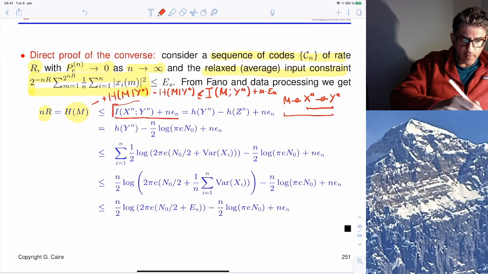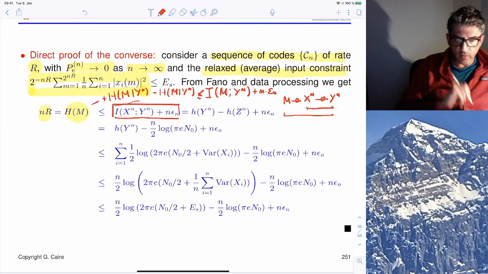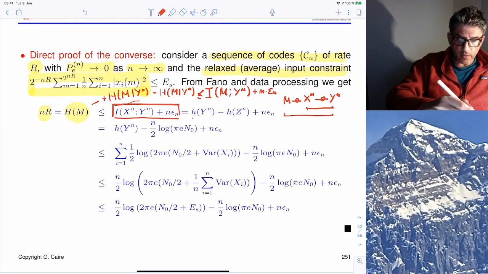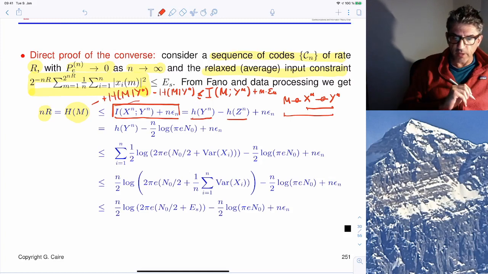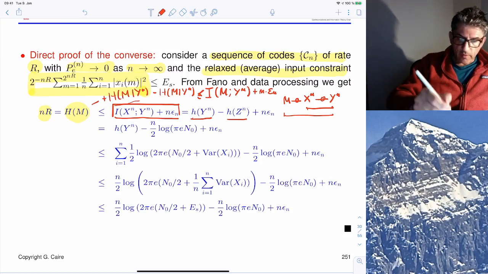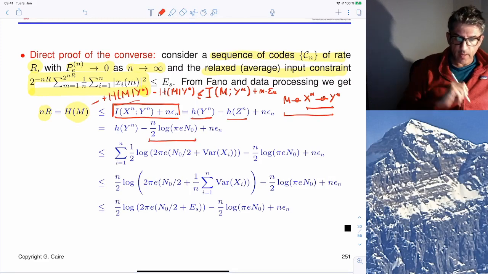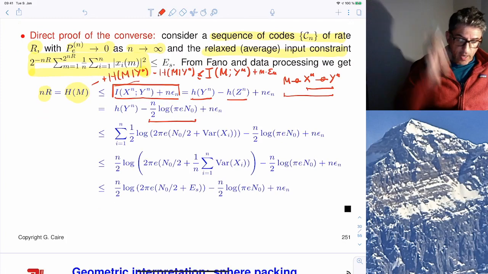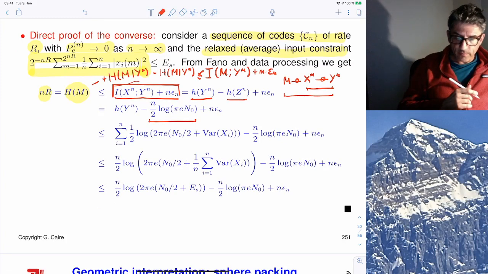And this is a very standard way to start with the converse. Then we use again the additivity of the noise, and we break this mutual information into the difference of the differential entropy of the output minus the differential entropy of the noise. This is the vector of noise, n-dimensional, so then we write it in this way, right? So now we can say, okay, we have this code.